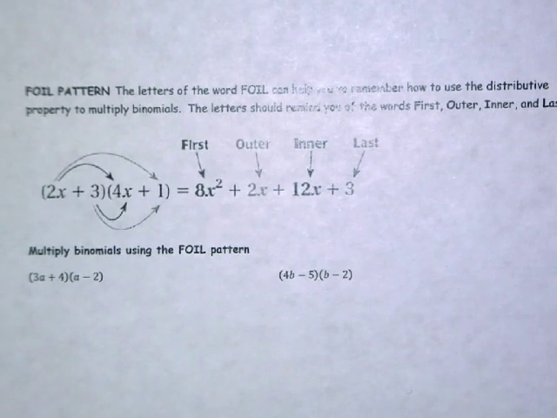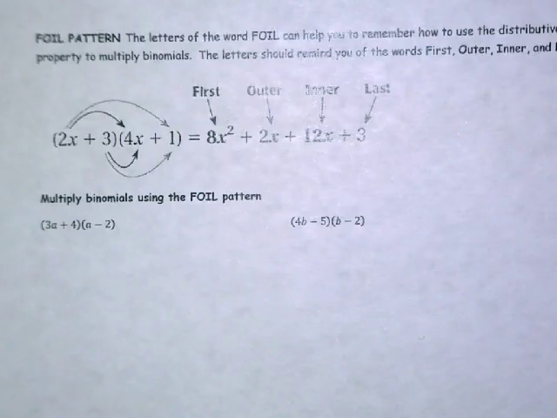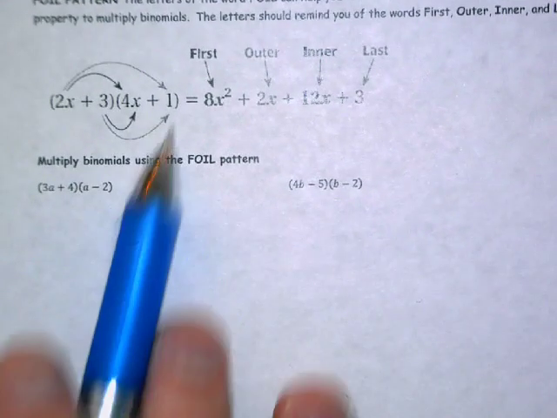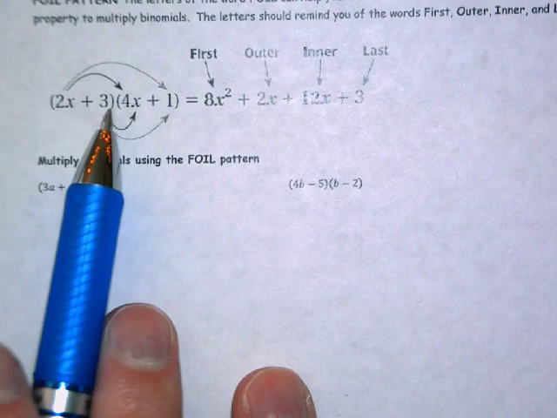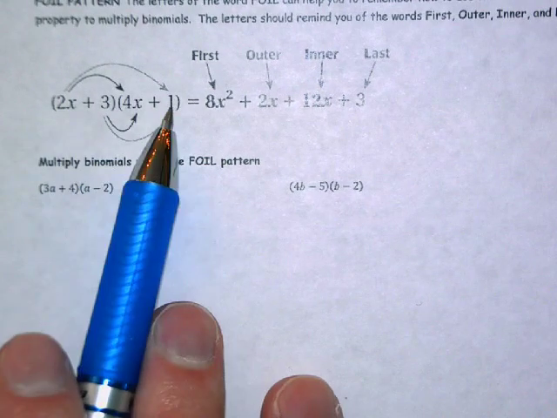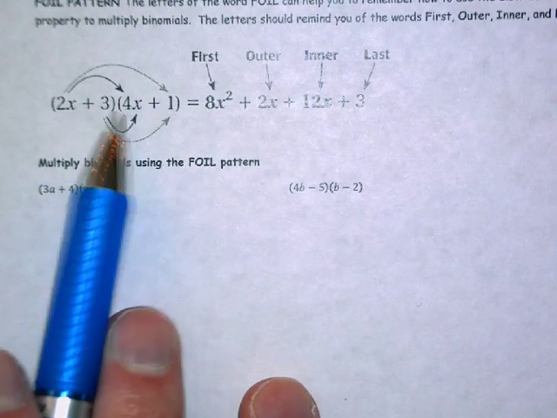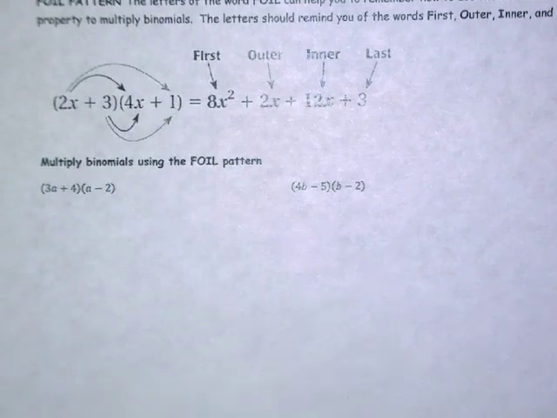What FOIL stands for is first, outer, inner, last. Usually people like this less because it's not as visual as a box is. Box is very visual, easy to separate things with the lines. First just means multiply the first terms in the parentheses. Outer means multiply the outside numbers in the parentheses. Inner, inside numbers, and then last, the last numbers in parentheses.